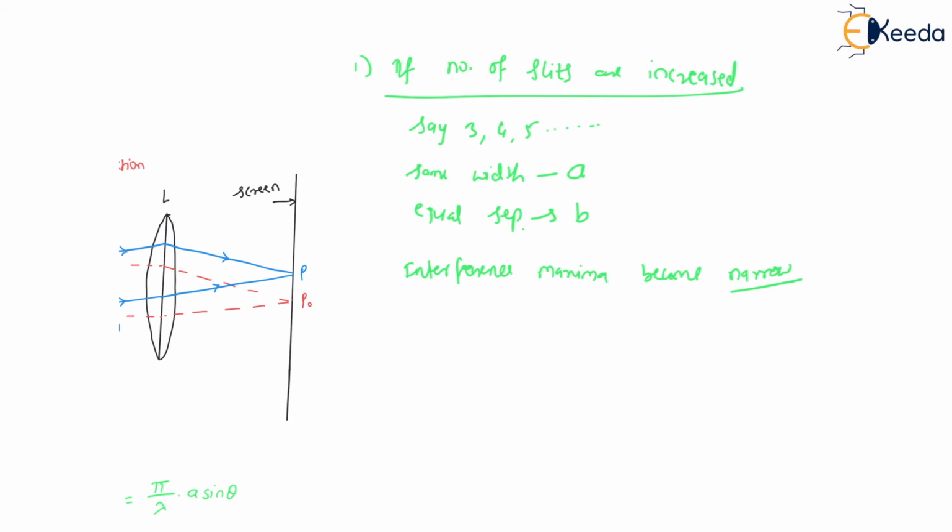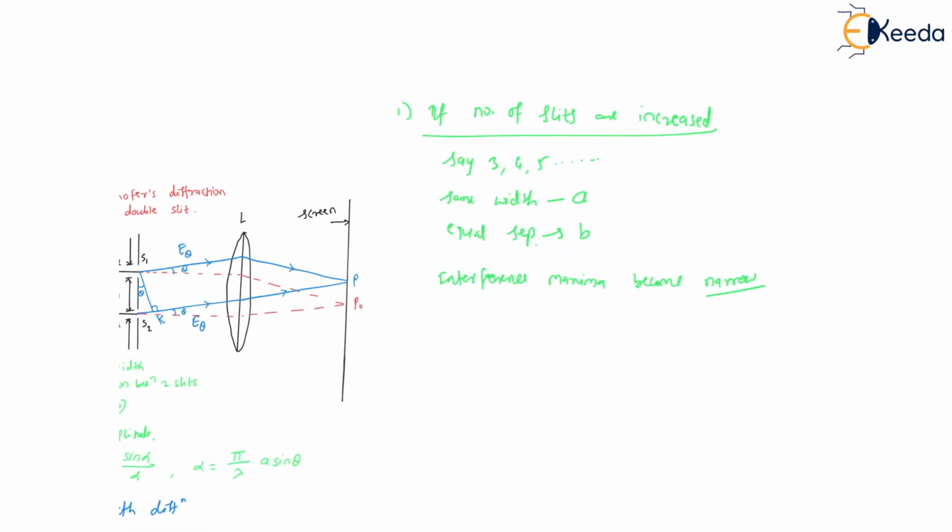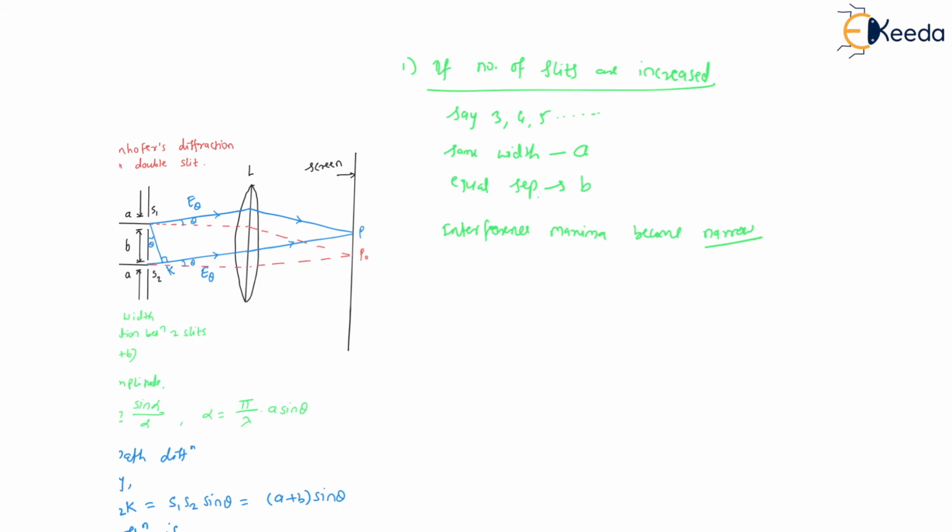So if we increase the number of slits, the interference maxima will become narrow, and it will also increase the sharpness of the principal maxima, that is P naught. So this is the first effect, the effect of the number of slits.